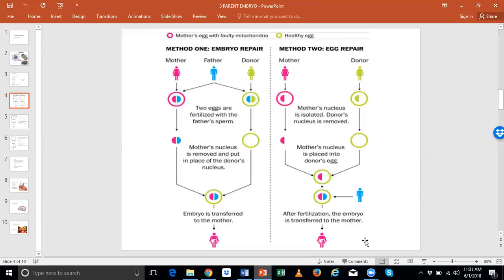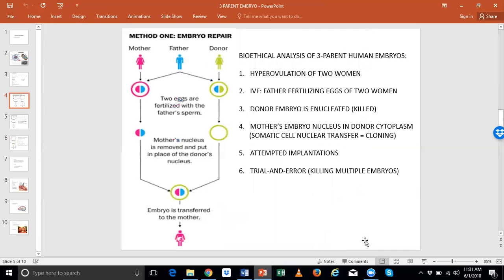Follow? Okay. Again, you'll get the diagrams and everything, so stay with the big picture for now. So those are the two methods. Now we're ready to do the bioethical analysis. Let's look at method one.